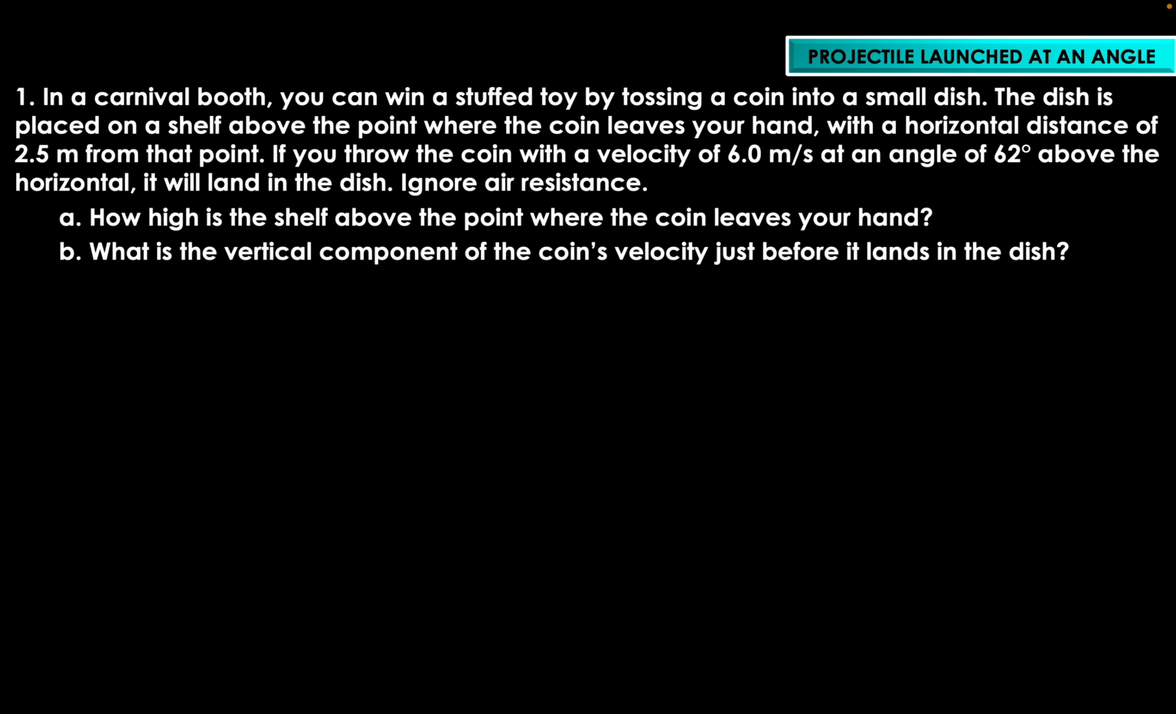And then the problem is, in a carnival booth, you can win a stuffed toy by tossing a coin into a small dish. The dish is placed on a shelf above the point where the coin leaves your hand, with a horizontal distance of 2.5 meters from that point. If you throw the coin with a velocity of 6.0 meters per second at an angle of 62 degrees above the horizontal, it will land in the dish. Ignore air resistance.